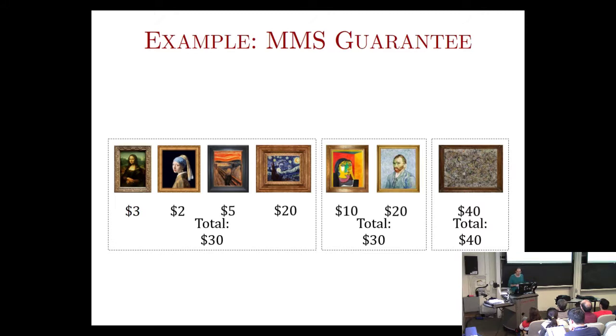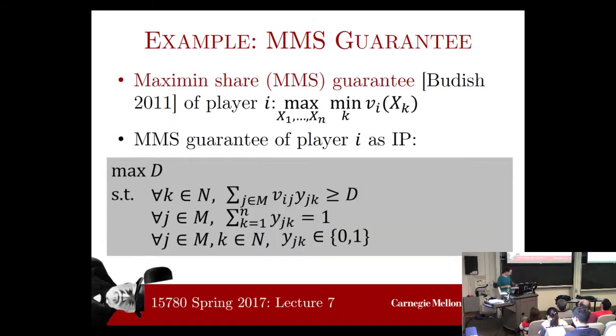So the question is, can we simultaneously divide the goods in a way that each player receives at least as much value as what she would have guaranteed to herself if she were the one to divide, but then chose last? Okay, that's the idea behind the maximum share guarantee. So let's write this formally. The maximum share guarantee is, by the way, a concept due to an economist called Eric Budish.